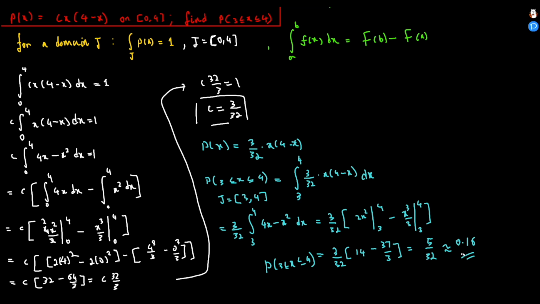One good indication that you did this correctly is that if this is a value greater than 1 or less than 0, you probably did something wrong, right? Because probabilities always have to be between 0 and 1. Okay.